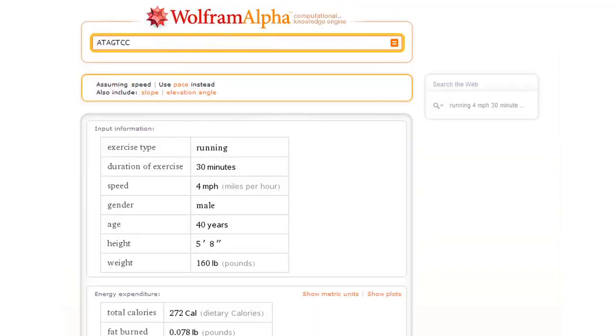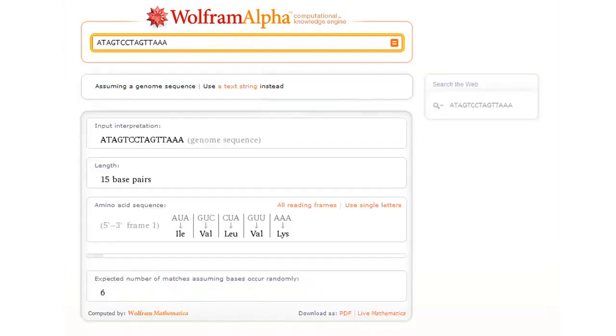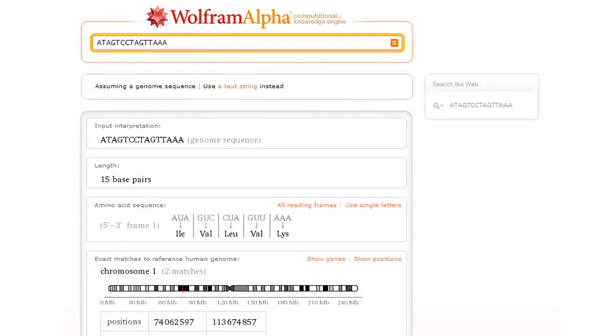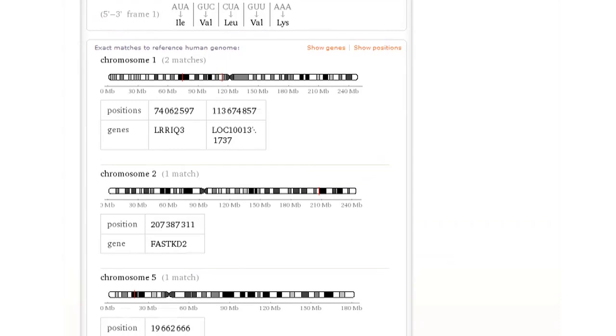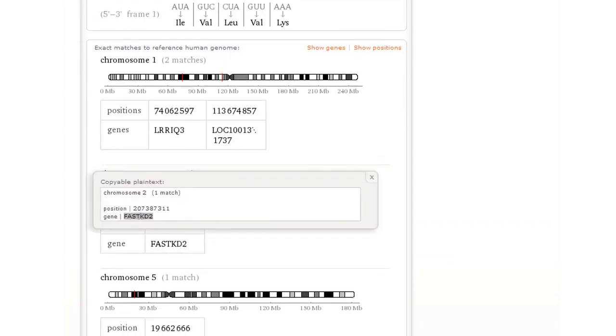Okay, how about this? Let's type in a sequence of letters. Wolfram Alpha will assume here that this is a genome sequence, and it'll look up where that particular sequence occurs on the human genome. How about let's pick one of those genes. Let's pick this one here. And now we can ask about that gene.